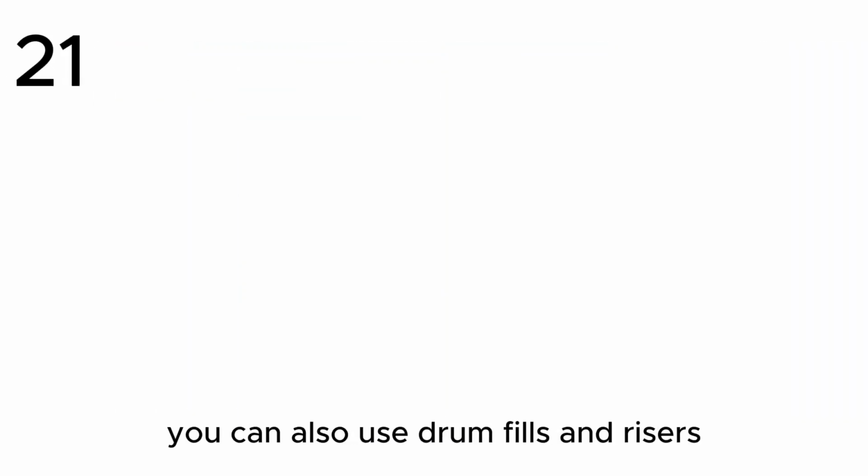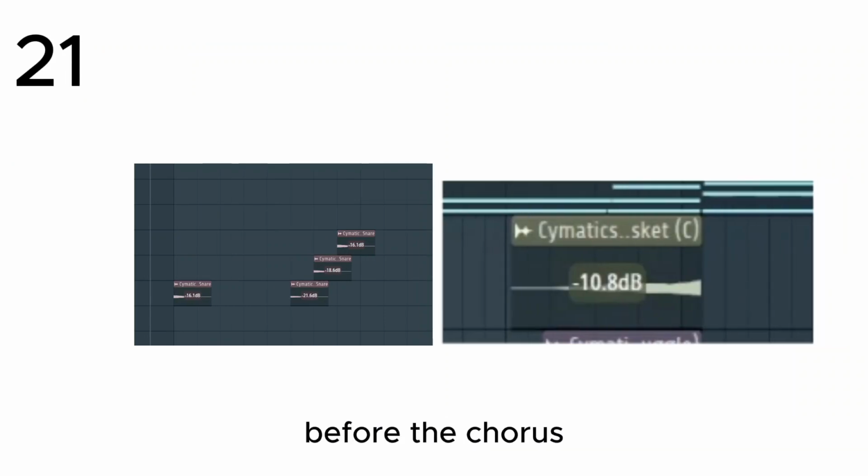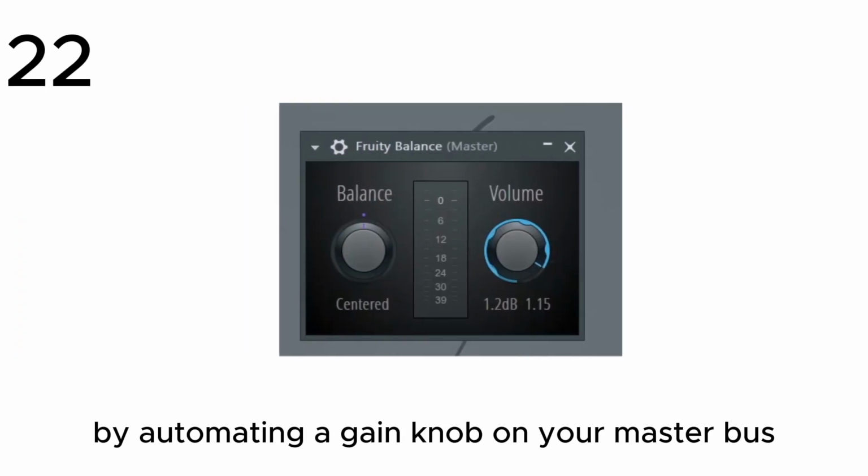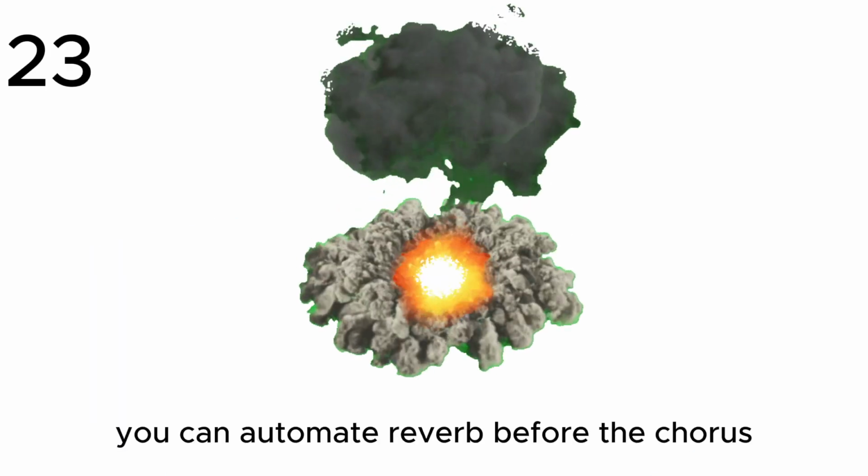This is normal in EDM tracks. You can also use drum fills and risers before the chorus. You can also simply make the chorus louder by automating a gain knob on your master bus. Just make the chorus 1 or 2 dB louder and boom! You can automate reverb before the chorus to make it really ambient and then bring it back.